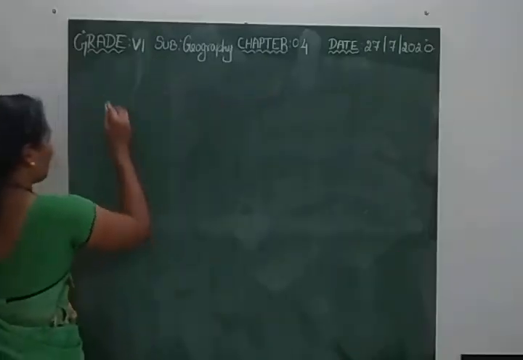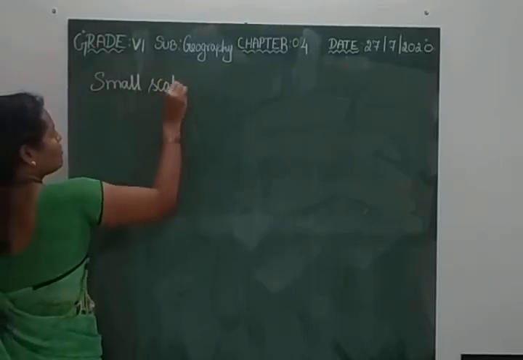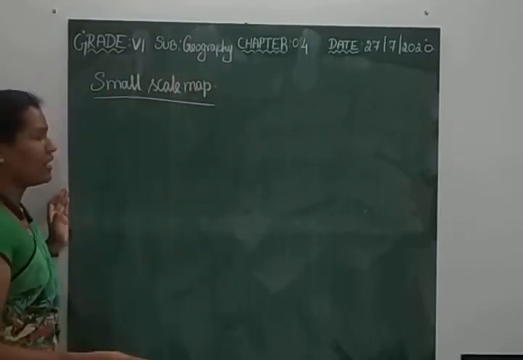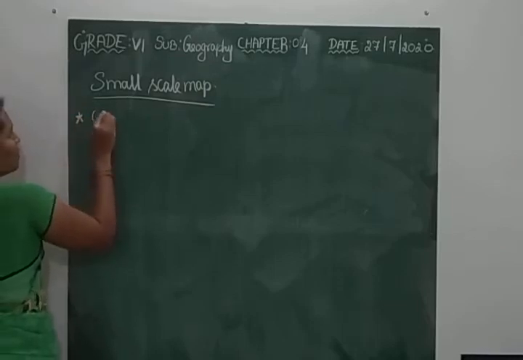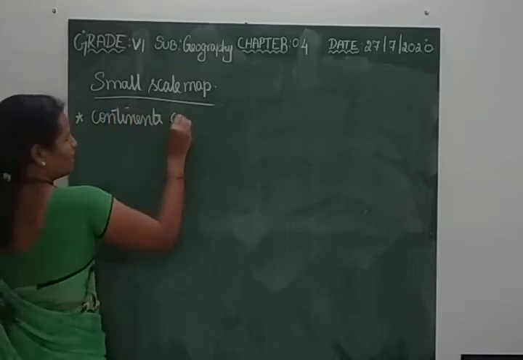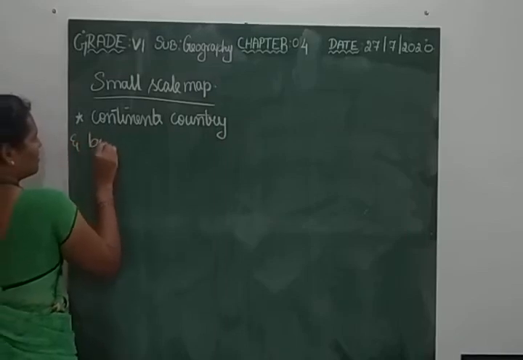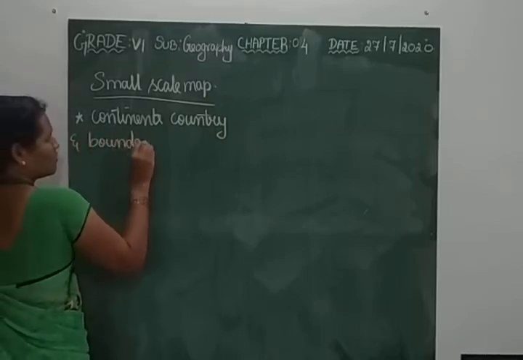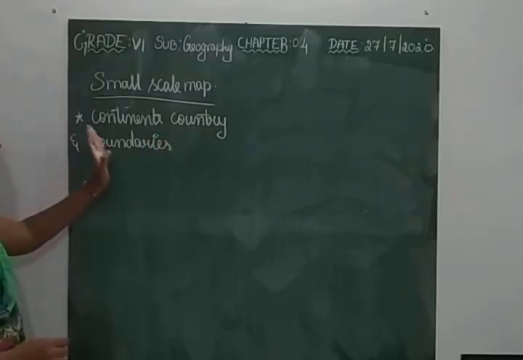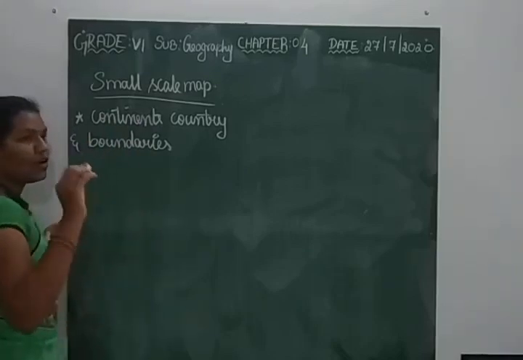On that, the two types of maps are small scale map, which contains the information of continents, countries, and the boundaries. The small scale map will contain the information of countries, continents, and the boundaries. And how is it calculated?